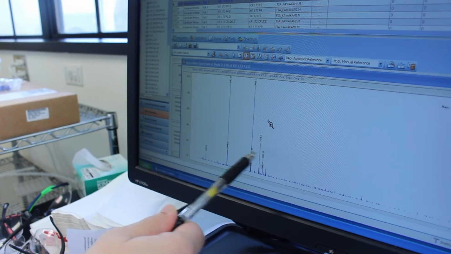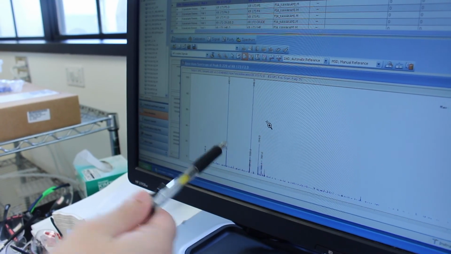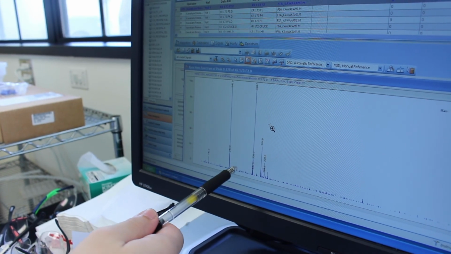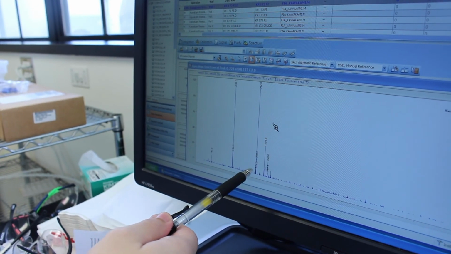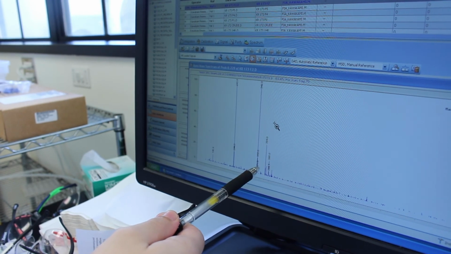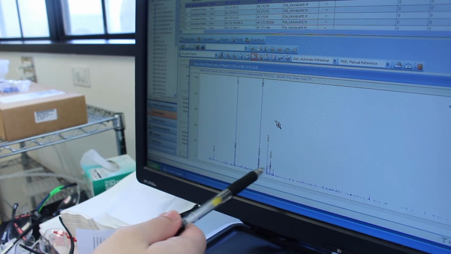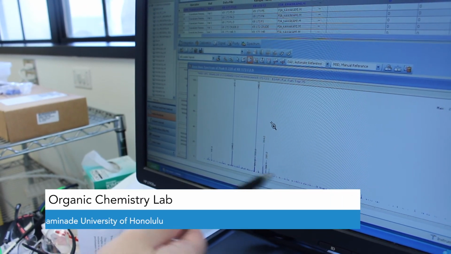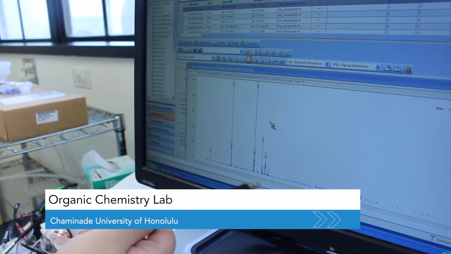I'm not sure what these peaks are, 350 or 384. They could be adducts, or they could be impurities. They're not benzophenone, because benzophenone has a mass of 182. So we don't see any benzophenone in here. So if you have any idea what these ions are, please let us know. We're very interested to see what you think.